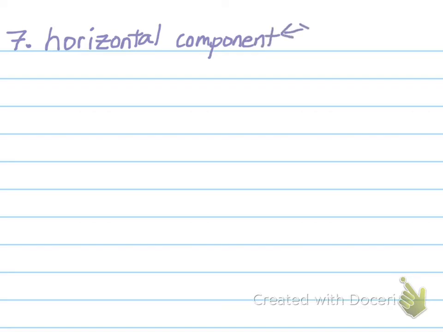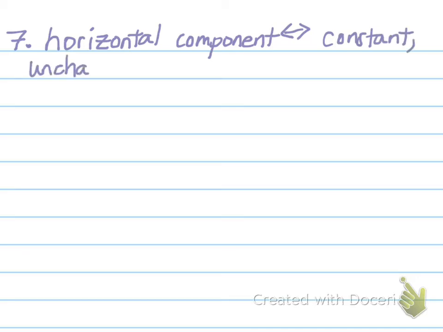So, the first problem was question number 7. Question 7 reads, in the absence of air resistance, why does the horizontal component of velocity for a projectile remain constant while the vertical component changes? The horizontal component, I don't know if I spelled horizontal right. Horizontal, yep. Component, right, which is our left to right. That part is constant or unchanging.